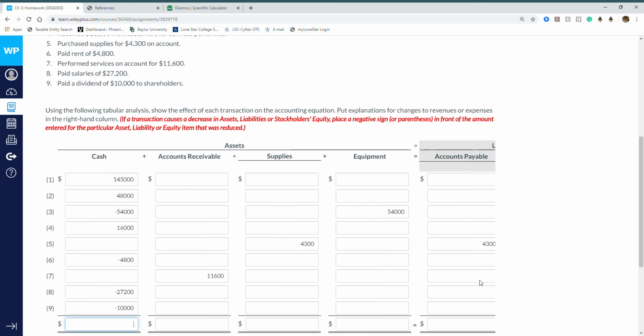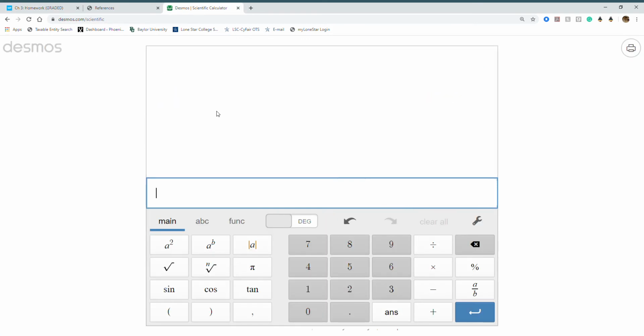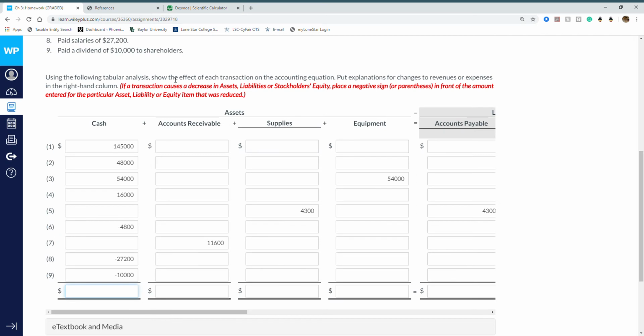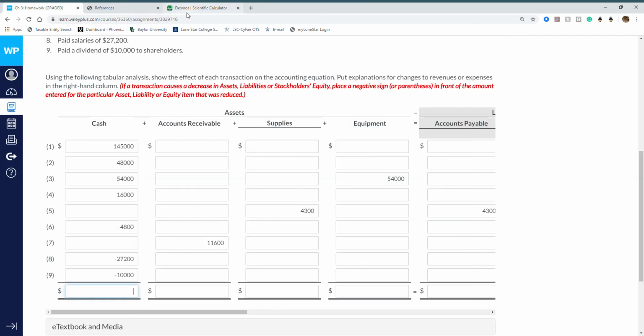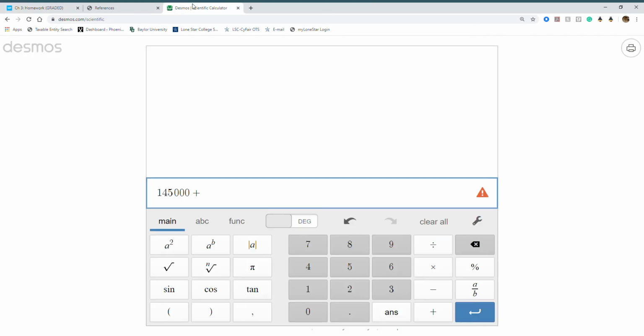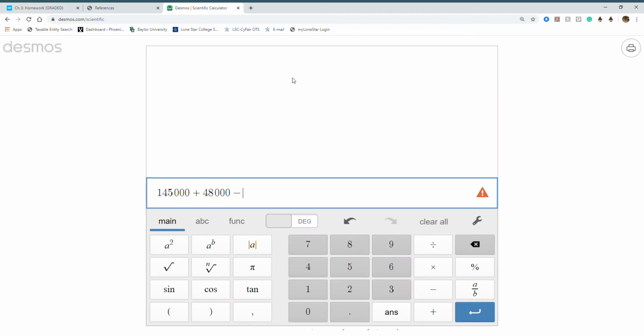Okay, now it's time to actually do the balances. So calculator's coming out. Let's clear it all from the last chapter. And we'll go ahead and add and subtract. So 145 plus 4,800. I think we have minus 54,000.